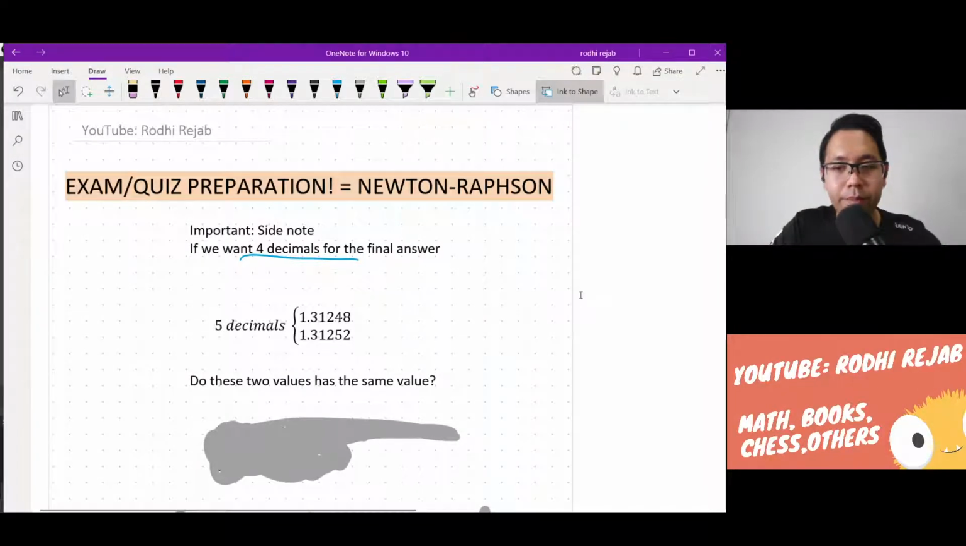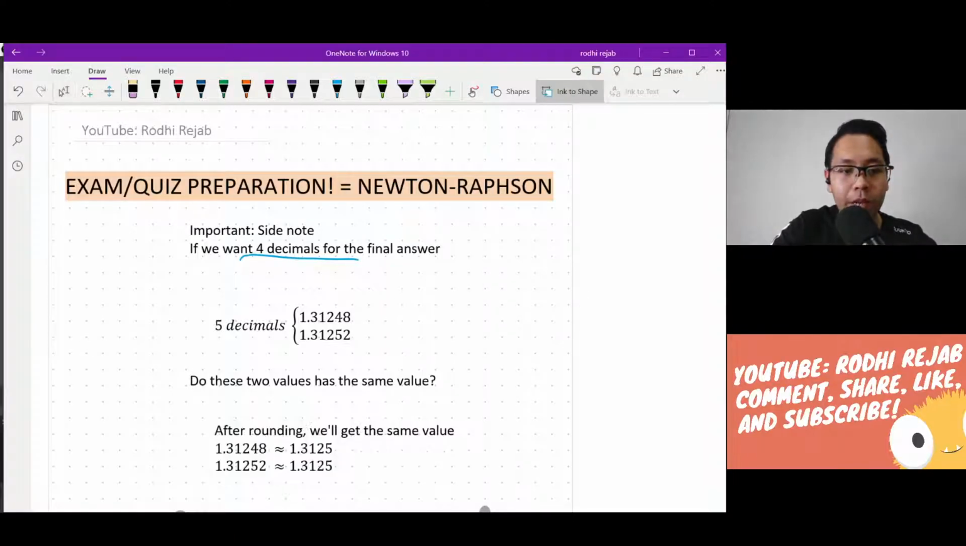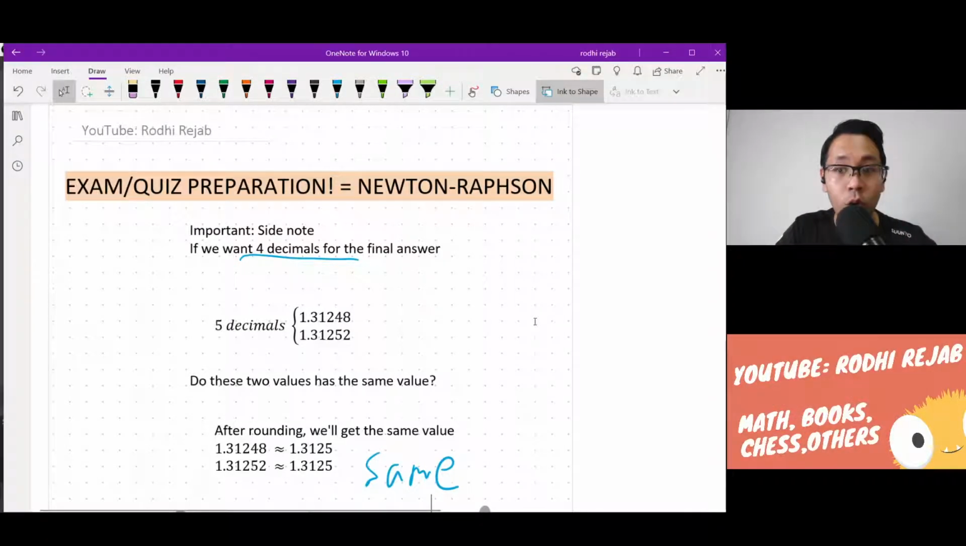So what do you think? In this case, since I want the answer in 4 decimals, I need to round it first. After rounding, then only we get the same values. So yes, they are the same. Be careful: you need to look at 5 decimals, then round to 4. Keep this in mind. We're going to use this over and over again.